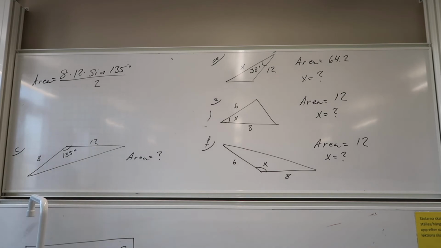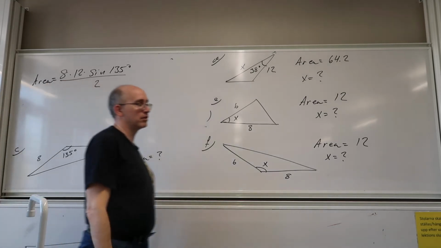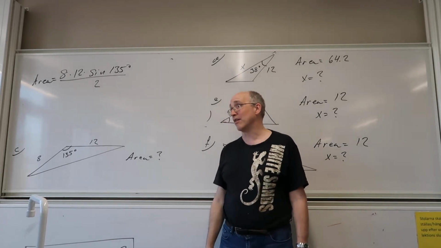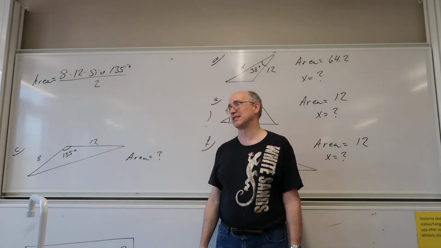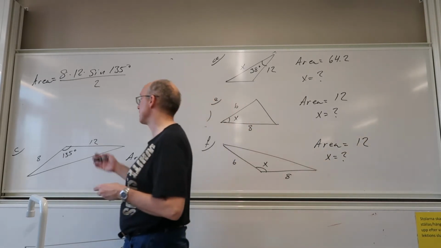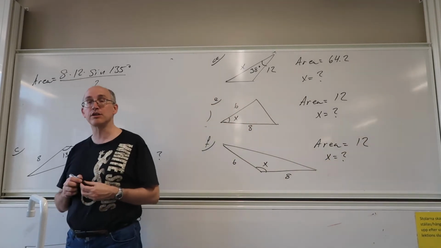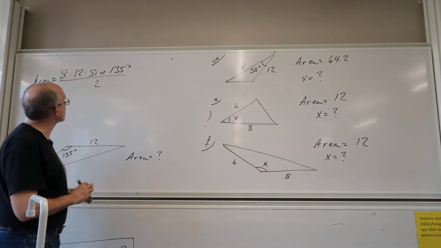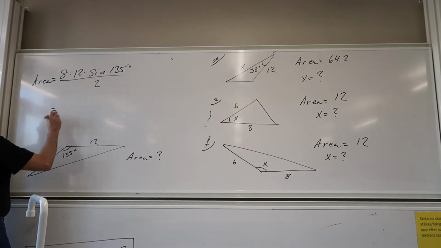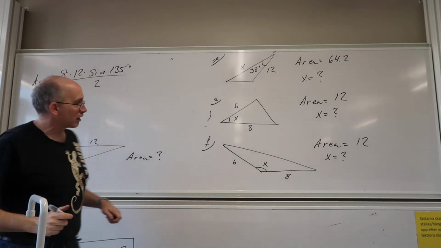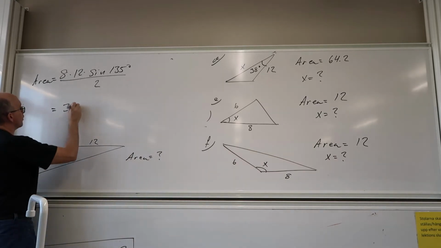Just because the angle is bigger than 90 degrees doesn't mean that this formula doesn't work. It just means we have to talk about, or to really understand this, we would have to talk about what we mean by sin of an angle more than 180 degrees. We haven't done that and we're not going to, so you just have to trust me. And if you use the calculator and get this, I got 33.9.